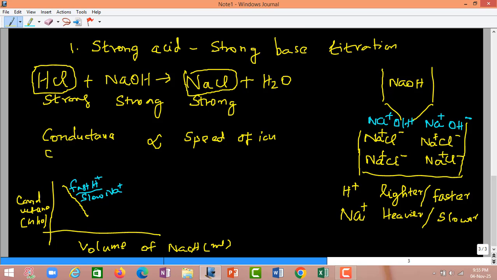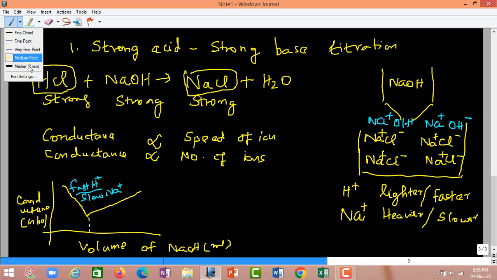So what you find is that conductance is also directly proportional to number of ions. That means the number of ions increases, the conductance will increase. Here, when you add excess NaOH beyond endpoint, the number of ions increases, and so the conductance will increase. This point of inflection will give you the endpoint of a strong acid, strong base titration.